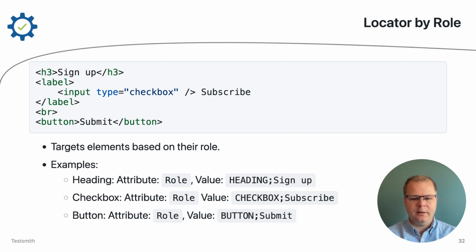For the heading, Sign Up. For the checkbox, Subscribe. For the button, Submit. This method is highly efficient for finding common interactive elements based on their type.